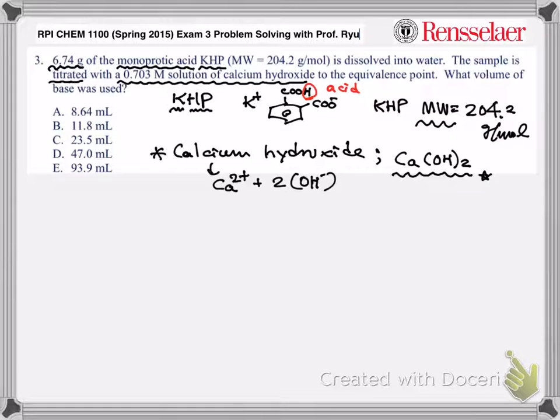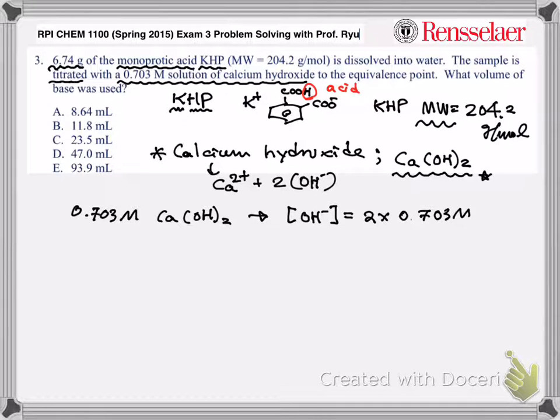So the question being asked is, okay, 0.0703 molar calcium hydroxide solution. What that means is, as far as the OH minus concentration is concerned, it is 2 times 0.703 molar. So that will make the OH minus concentration 1.406 molar.